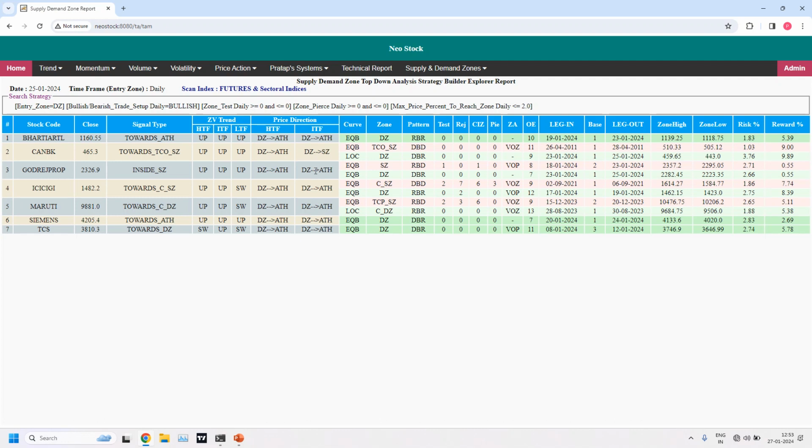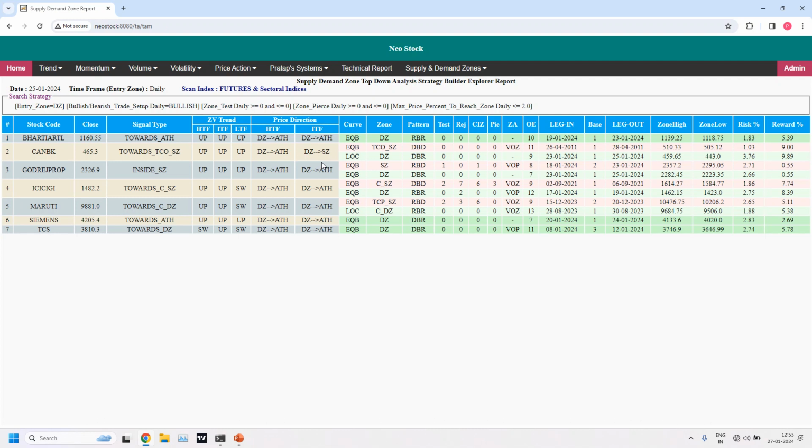But here I developed this algorithm in quite an intelligent way. Sometimes the price direction could be supply zone to demand zone, or all-time high to supply zone. If that is the case, we would filter that stock. But I don't want to filter it because there are some special conditions. What is the special condition?